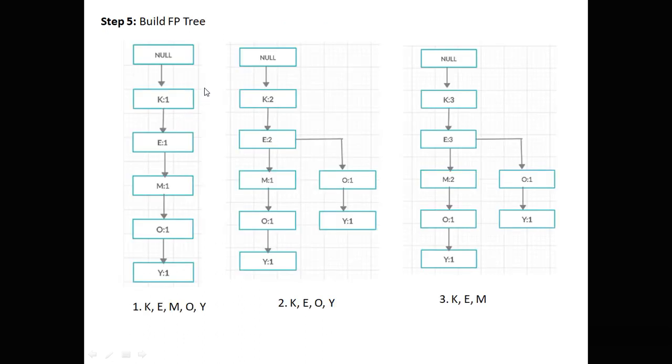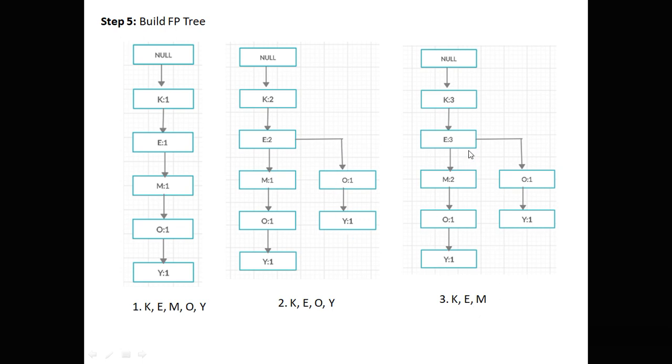Step 5 is to build the FP tree. The first transaction is K, E, M, O, Y. Start the tree with null, then K, E, M, O, Y. Every node count is 1 because it appears for the first time. Next is K, E, O, Y. Here K and E match. After that there is M, therefore we need to start a new branch with O, Y.